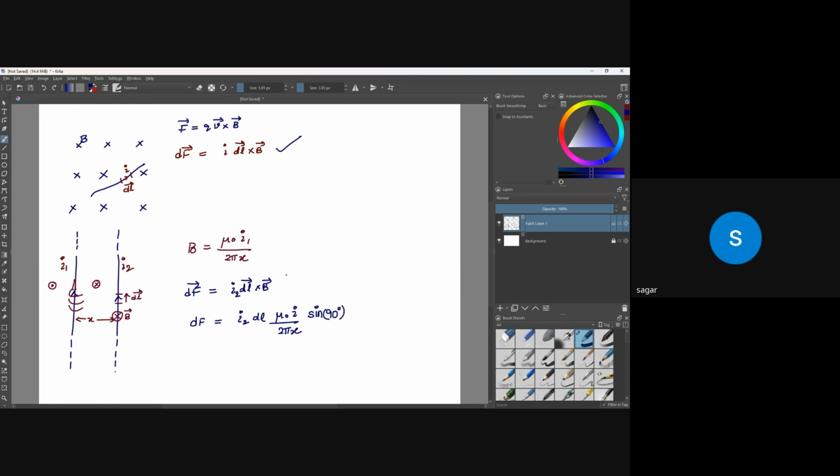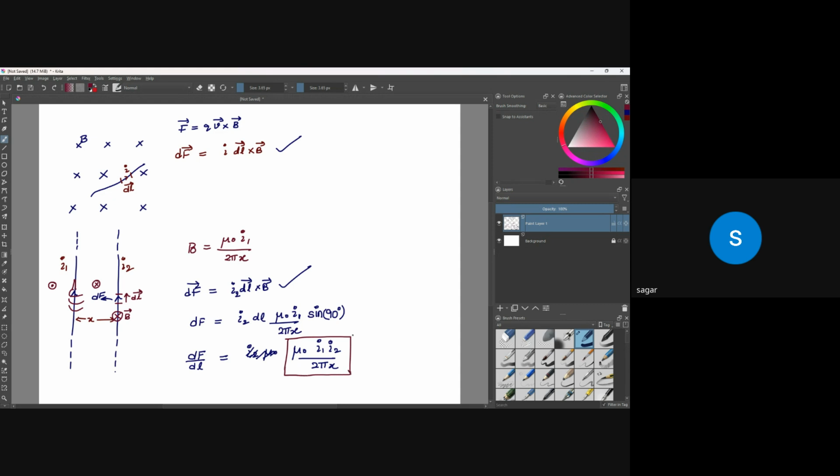And if you find the direction of dl bar cross B bar using the right hand rule, you will figure out that it is actually in this direction. That is the direction of dF. So the formula that we need to remember is force per unit length. Force per unit length is dF by dl. That will be mu naught I1, and I'm going to rearrange the terms like this: mu naught I1 I2 by 2 pi x. That is something that you need to remember. Force per unit length.